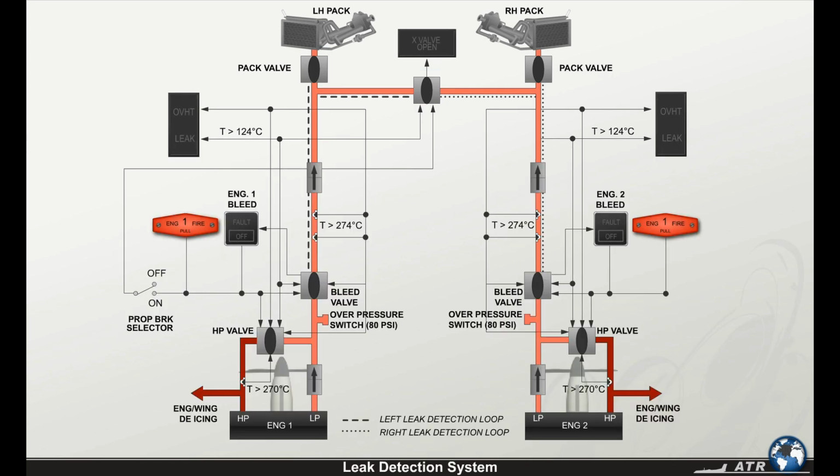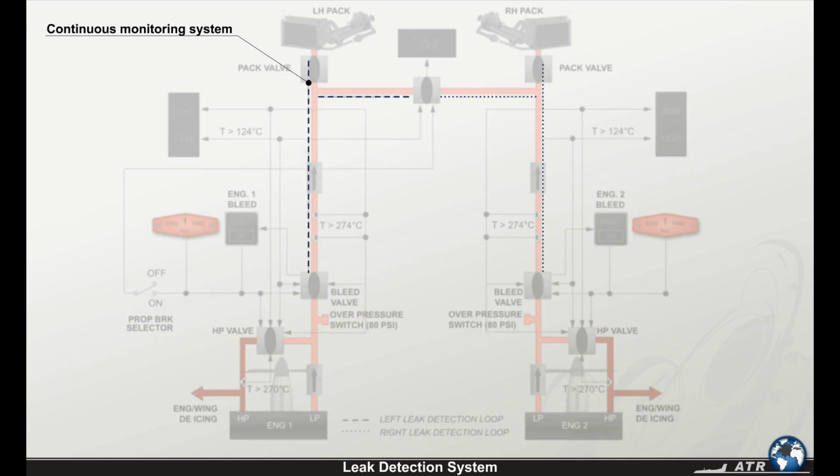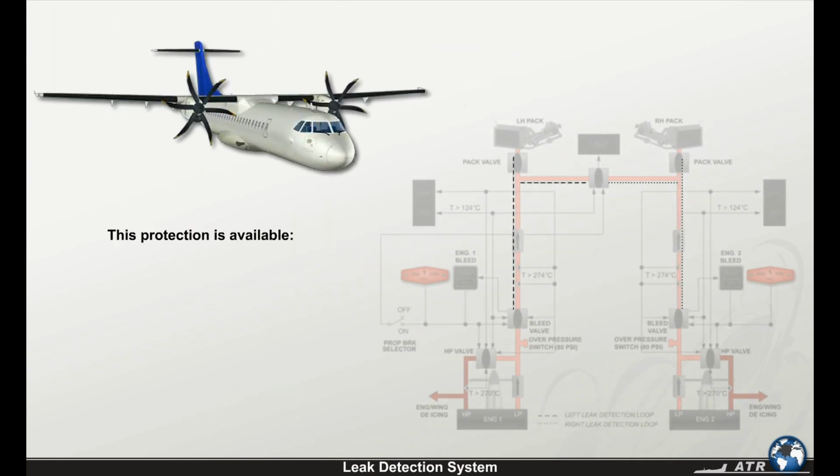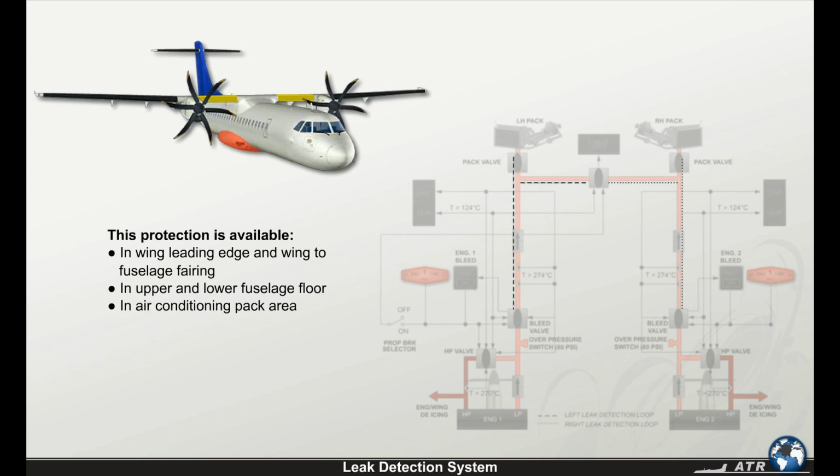For safety reasons, the ATR 72 has a continuous monitoring system to detect overheating due to duct leakage that protects the structure and components in the vicinity of hot air ducts. This protection is available in the wing leading edge and wing to fuselage fairing, in the upper and lower fuselage floor, and in the air conditioning pack area.